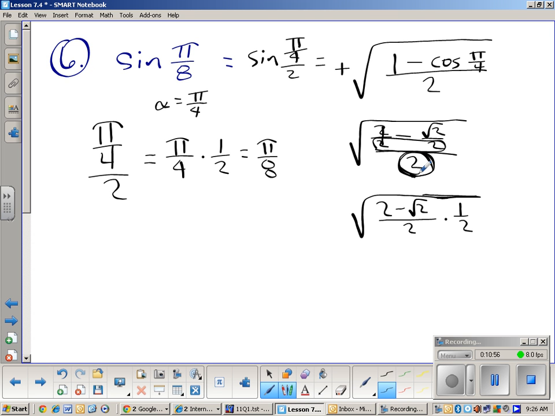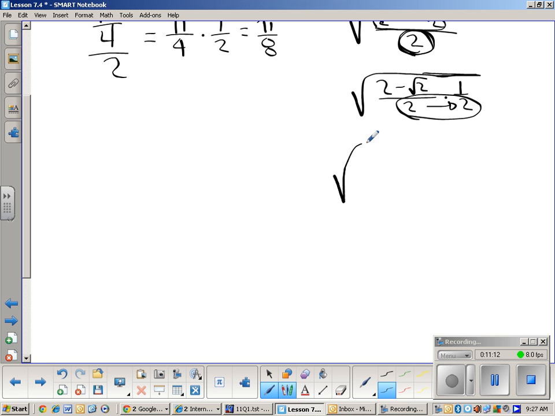So what do we get now? 2 minus square root 2 over 4. We're just going to multiply our denominators. Multiply straight across. So we get 2 minus square root 2 over 4. That's kind of convenient because what's the square root of 4? 2. So on top I get the square root of 2 minus square root 2.